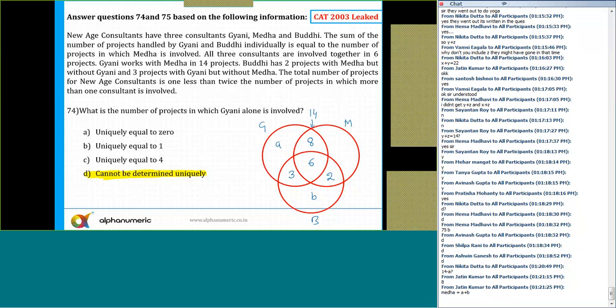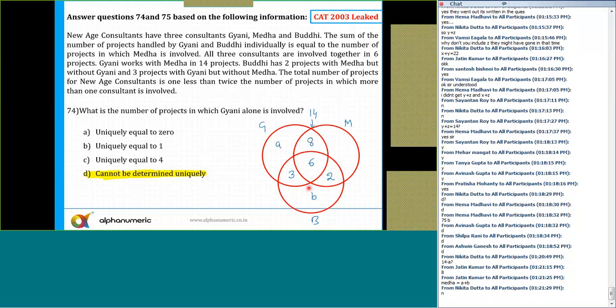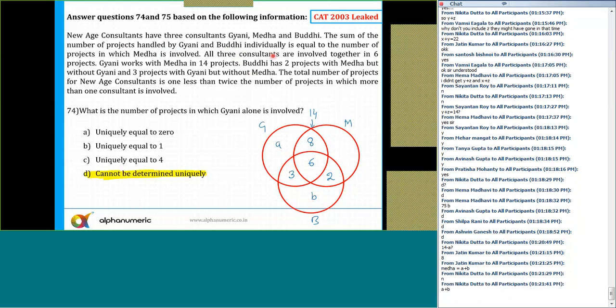Any doubts now? Yes. So what about Medha? It says the sum of the number of projects handled by Gyani and Buddhi individually, that is A and B, is equal to the number of projects in which Medha is involved. So what is the total of Medha? The total of Medha has to be equal to A plus B. Is that clear to all of you? So here it comes out to be 8 plus 6 is 14, and 14 plus 2 is 20. Now that's it.